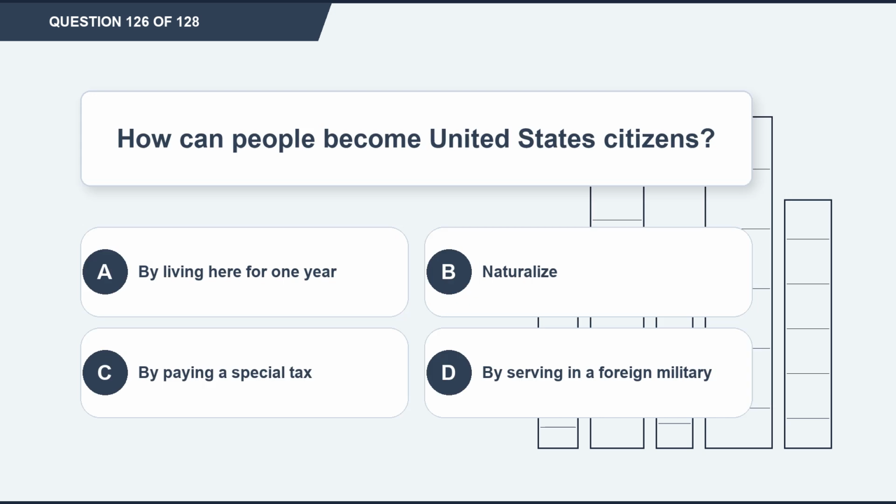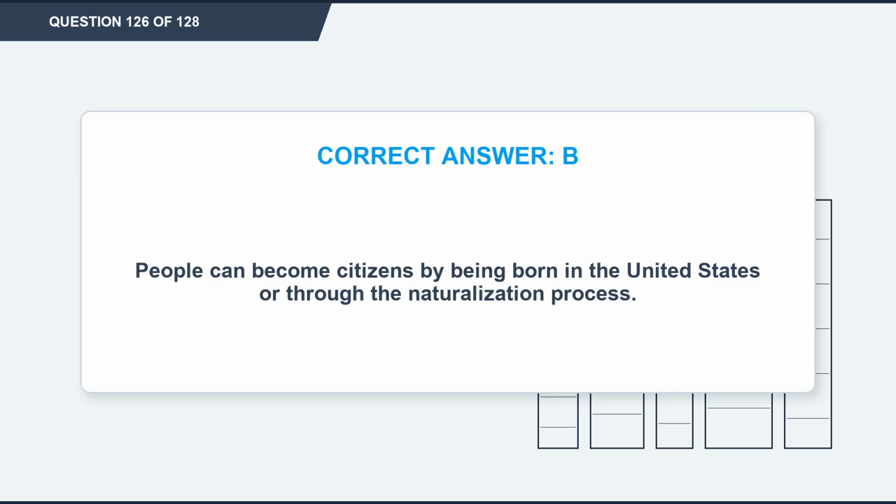Question 126. How can people become United States citizens? Option A, by living here for 1 year. Option B, naturalize. Option C, by paying a special tax. Option D, by serving in a foreign military. The correct answer is option B, naturalize. Explanation. People can become citizens by being born in the United States or through the naturalization process.